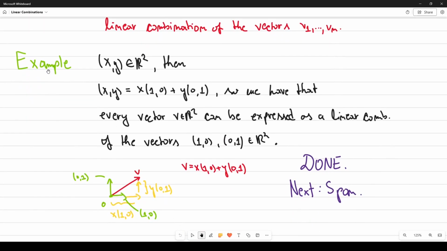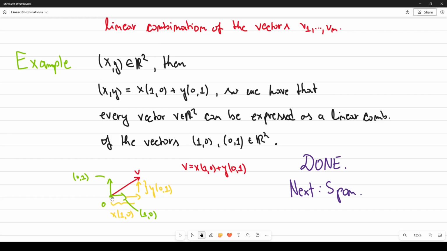Let's take the real plane, so the set of all ordered pairs. Take any arbitrary ordered pair, any point in the plane, then this can be written as this. Any point in the real plane can be expressed as a linear combination of the vectors (1, 0) and (0, 1). As you can see, this is the form: x and y are scalars, and these are vectors, so any point in the plane can be expressed as a linear combination of these two vectors.